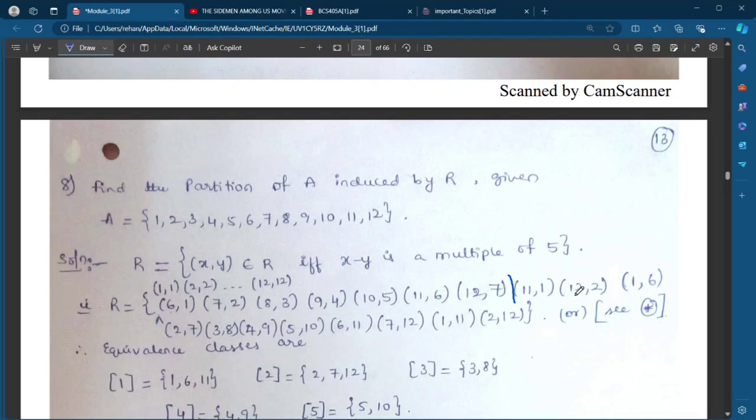11 comma 1. Okay, 11 comma 10. So these terms here give you 5. Answer as 5, 6 minus 1. Okay, here they have also taken 2 comma 7, which is 2 minus 7, which is nothing but minus 5.